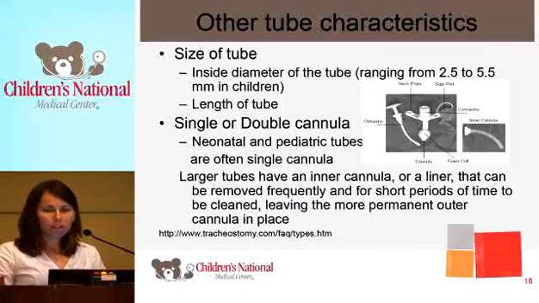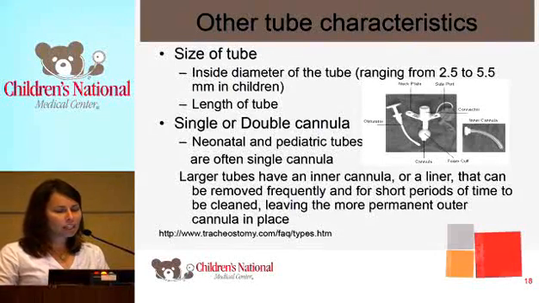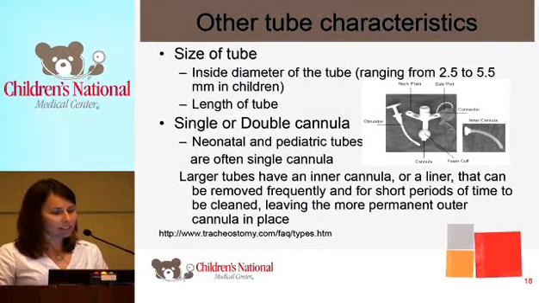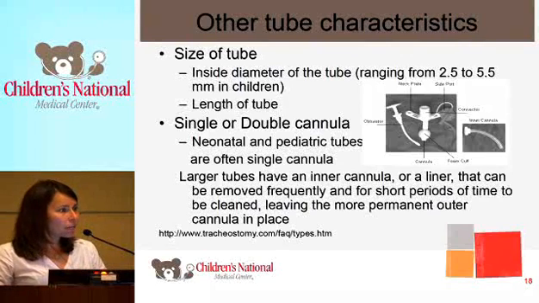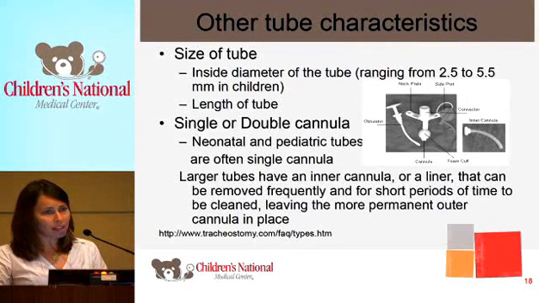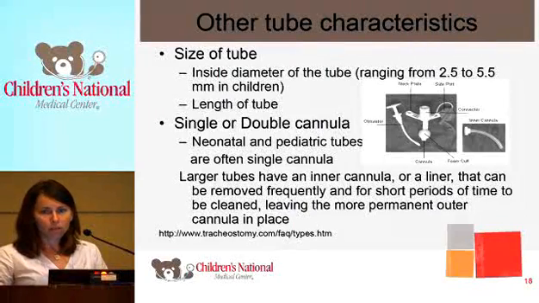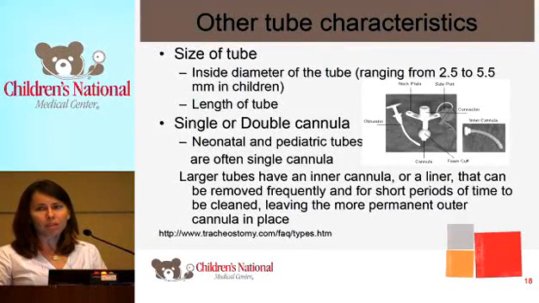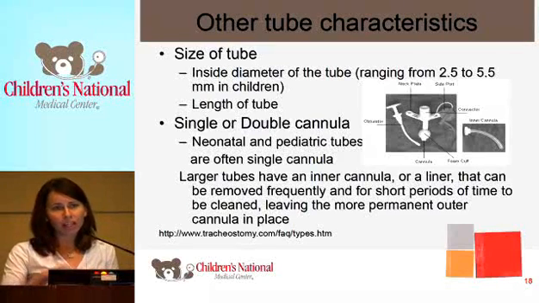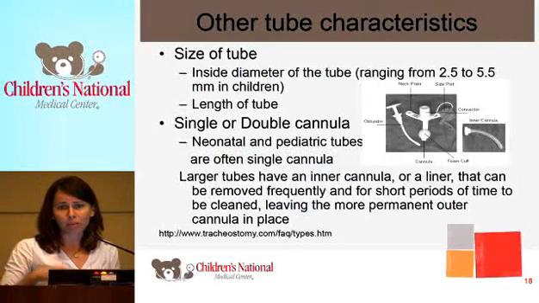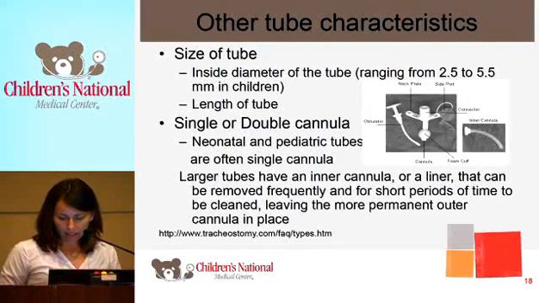So when you talk about 2.5, 3, 3.5, they're talking about the size, the inside diameter of the tube. There's also a measurement of the length of the tube. Some are single and some are double cannula. Typically, most of the smaller ones are single cannula, and some of the older children have double cannula. So the inner cannula can be pulled out, and even multiple times a day can be changed or cleaned, and then the outer one stays in and is usually changed weekly.